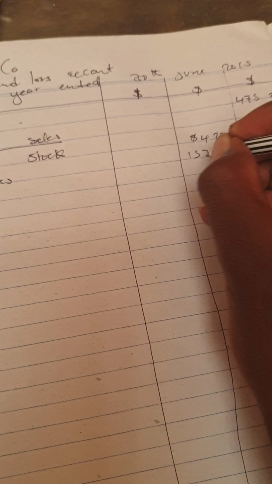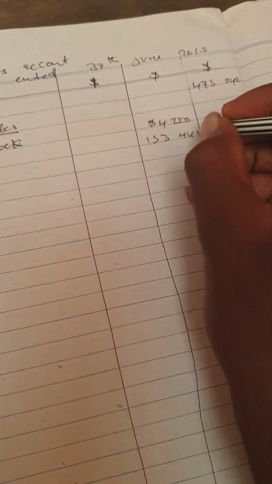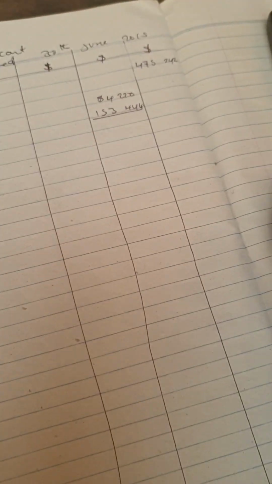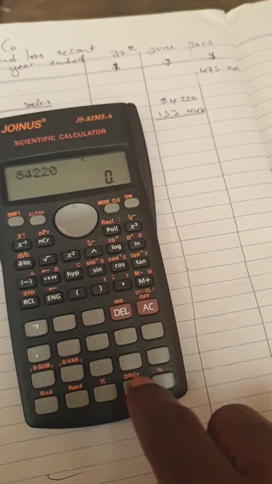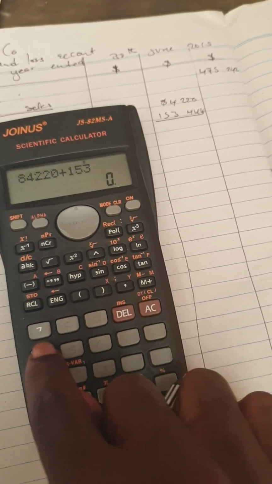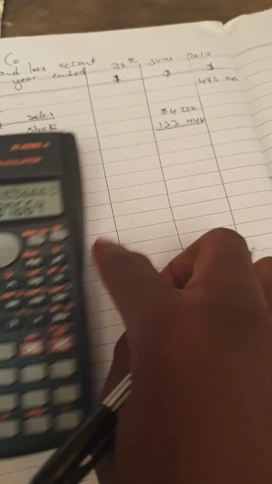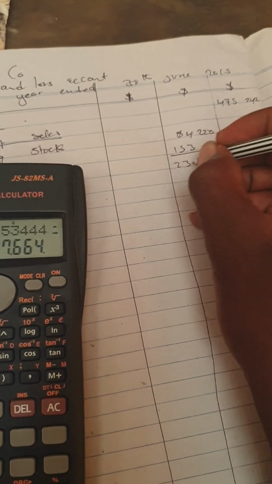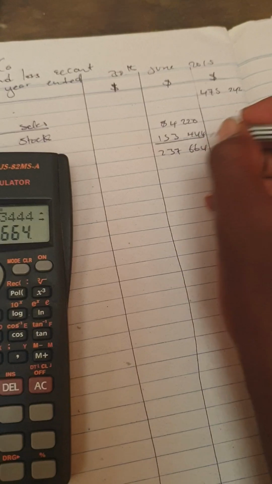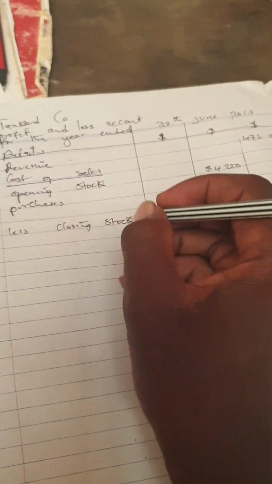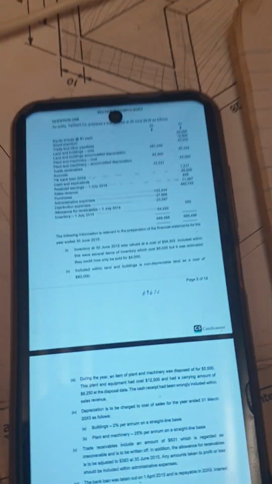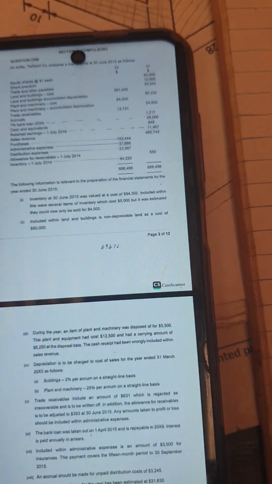That is 153,444. Okay, so we have 84,220 plus 153,444. This is giving us 237,664 dollars. And then we're going to less our closing stock. But closing stock also has an adjustment. The first adjustment is talking about closing stock.